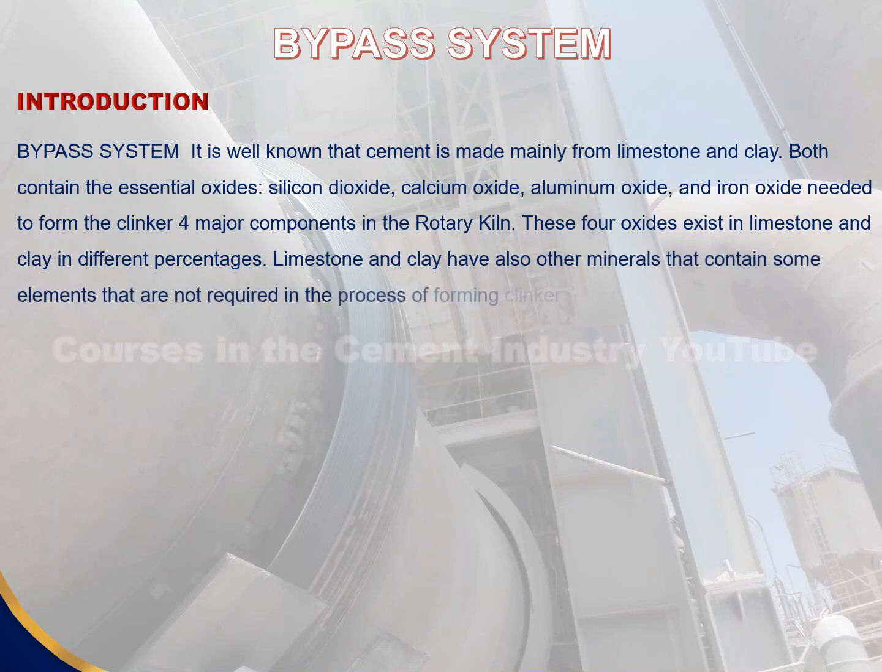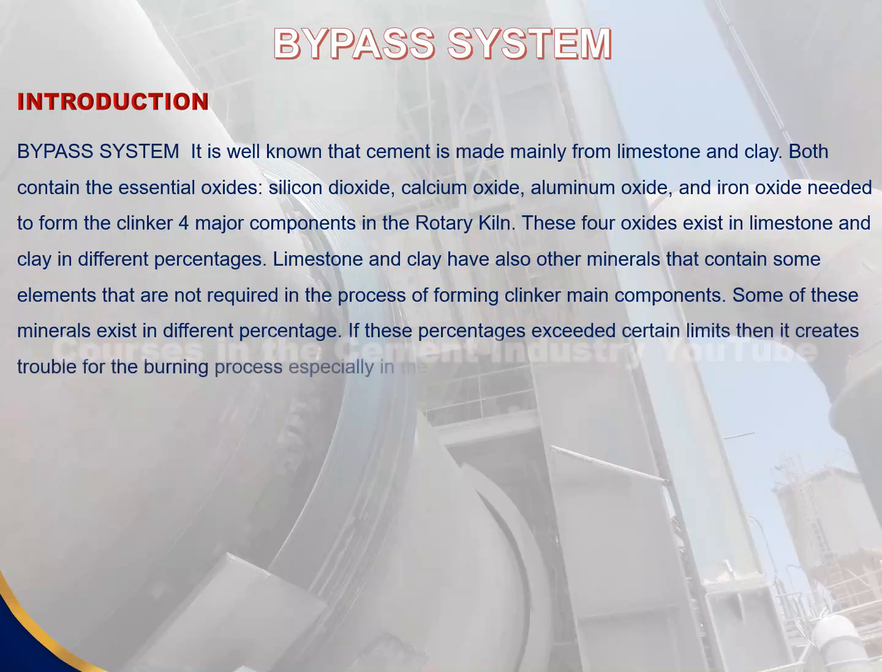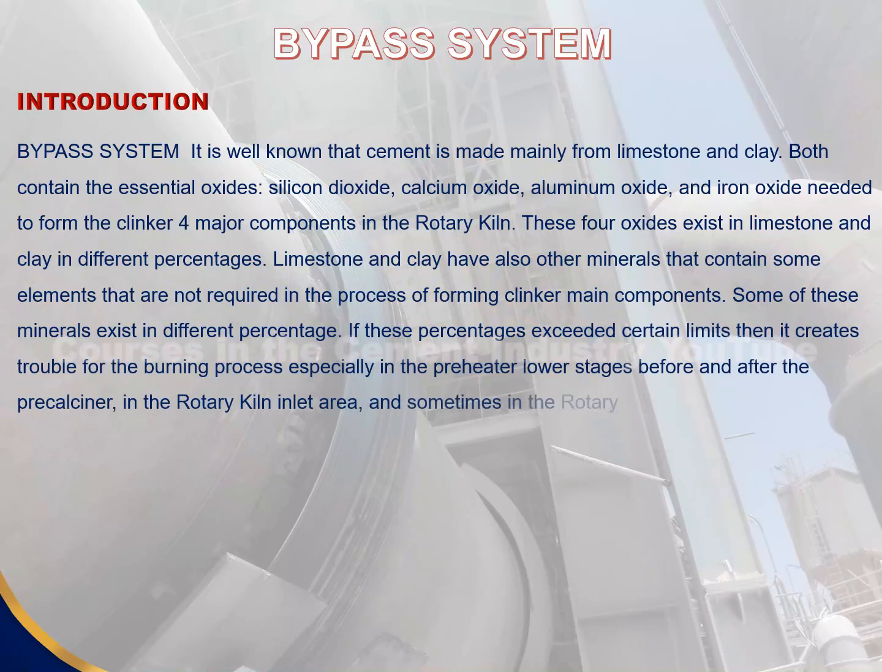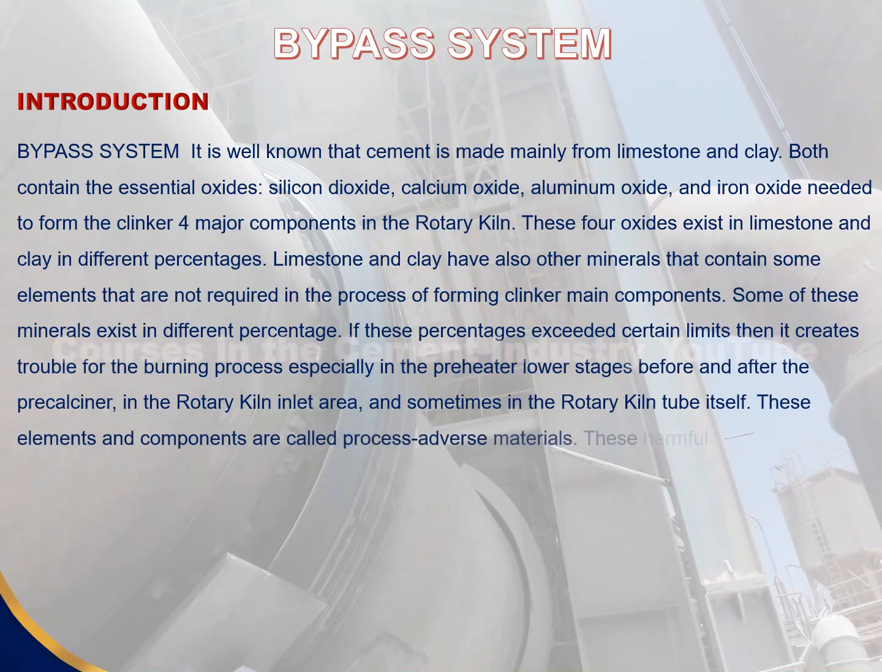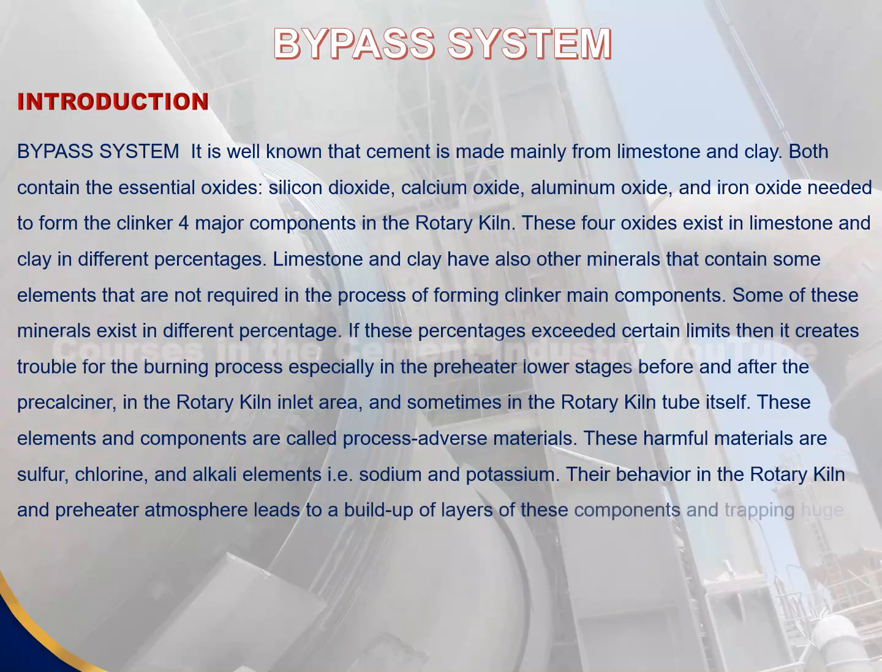Limestone and clay also have other minerals that contain some elements that are not required in the process of forming clinker main components. Some of these minerals exist in different percentages. If these percentages exceed certain limits, it creates trouble for the burning process, especially in the preheater lower stages before and after the precalciner, in the rotary kiln inlet area, and sometimes in the rotary kiln tube itself. These elements and components are called process adverse materials.